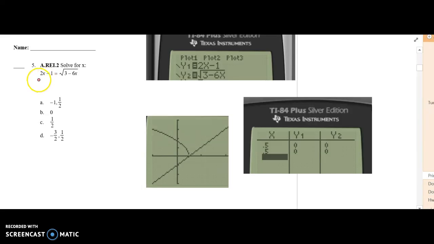Like for the first problem, anytime we are solving an equation, we can always put one side in for y1 and one side in for y2 and see where they meet. It looks like they don't quite meet, but when you go to the table feature and you plug in the most likely answer, 0.5, for both y1 and y2, you see that both y values are 0. So that's one way to find the solution using the calculator.